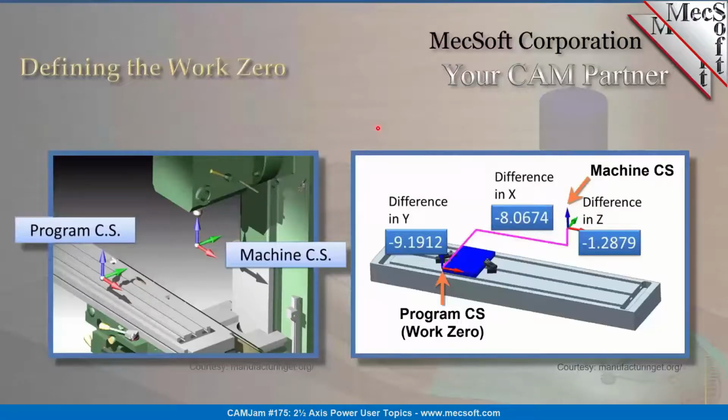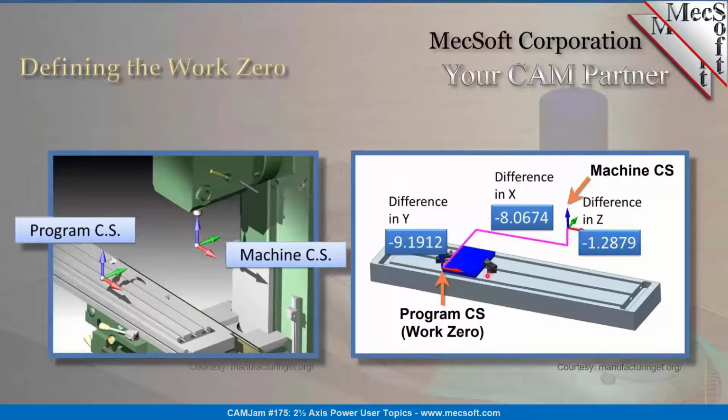Okay, so what is work zero? Work zero could also be known as program zero or work coordinate origin, or sometimes it's also called work coordinate offset, depending on how it's represented in different machine tools. So you have your XYZ origin, which is your world origin, and then you have your machine tool coordinate origin. The machine tool coordinate origin, or your XYZ origin for machining, is typically called a program coordinate system or work coordinate system or work origin.